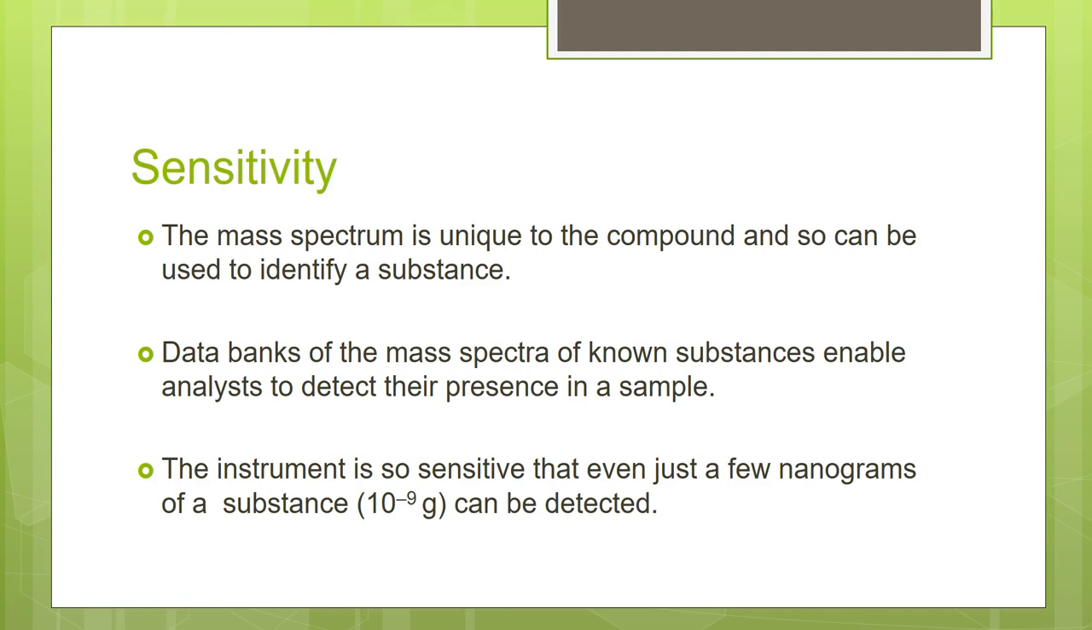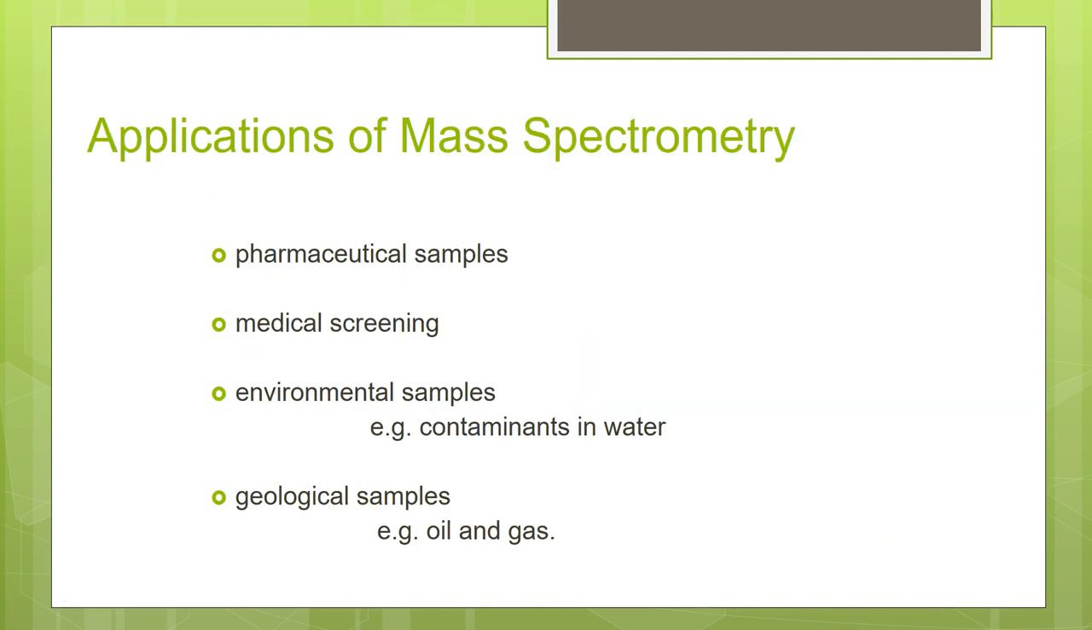The machine itself is actually sensitive down to about 10 to the negative 9 grams being able to be detected. So it's really good for low levels of pollutants in the environment, and also for the analysis of air spectra, to look at the composition of pollutants in our air, which we can detect at very low levels.